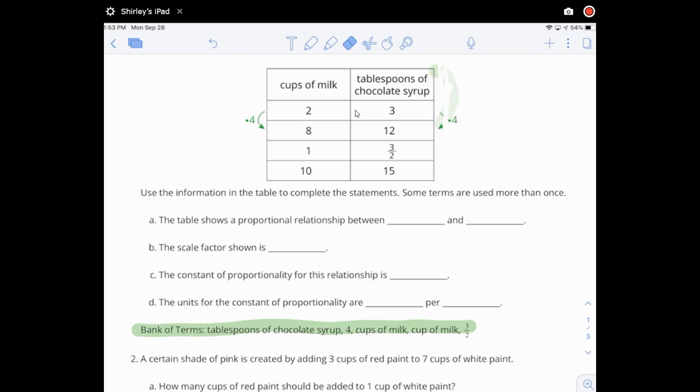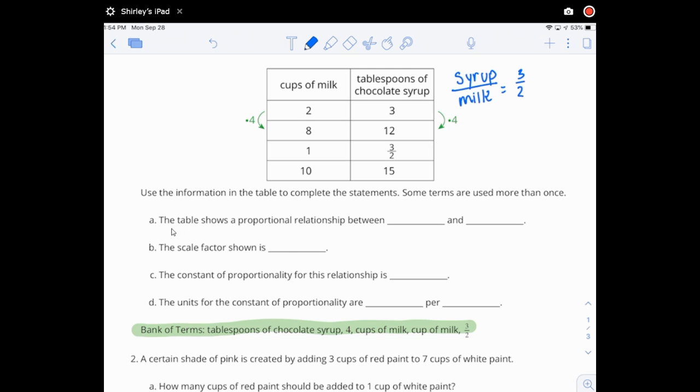And I also notice that my ratio, which isn't written in the table yet, my ratio of syrup to milk is 3:2. Okay, so my scale factor is what is scaling my recipe up, right? The scale factor from line 1 to line 2 is 4, whereas my ratio of syrup to milk is 3/2.